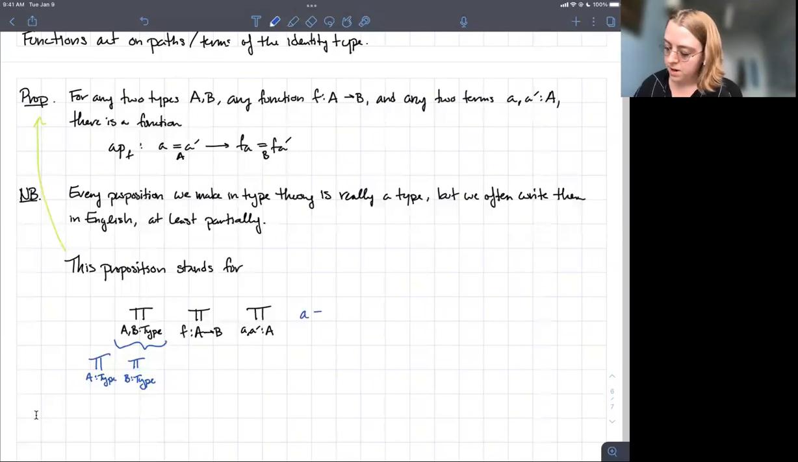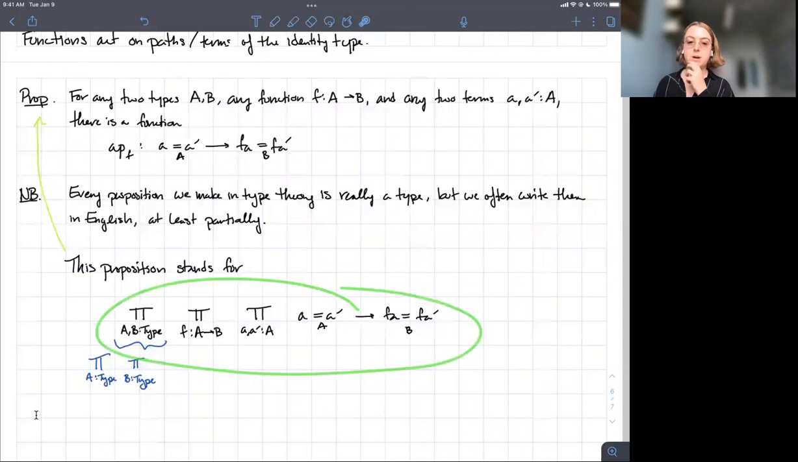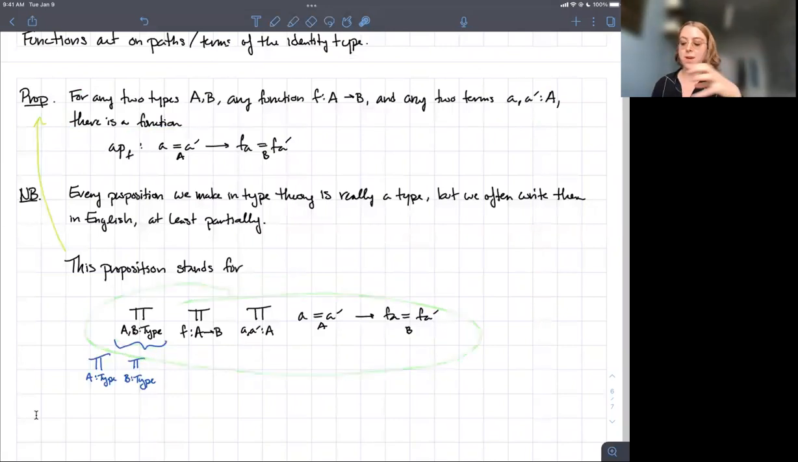We have a function like this to this. Okay, so hopefully you can see that this quantification here, I wrote out in English just to make the statement easy to read for a human being, but could also have just written it in type theory. And in fact, when I write an English sentence like this, I mean this type. It's a way of writing this type, just using English words. Okay, hope that makes sense.